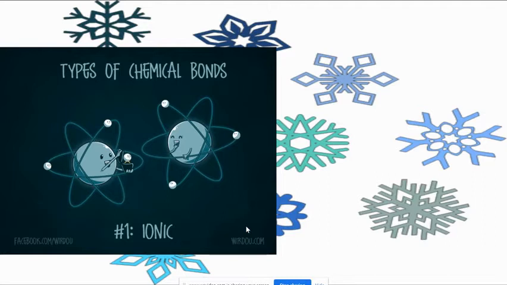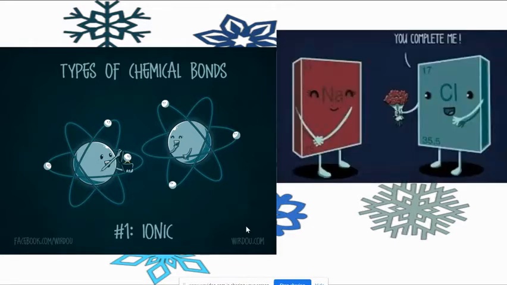Ionic involves a metal with a nonmetal. So we're going to practice naming the metal first and then the nonmetal second. But we're going to separate them so that we can be confident in that, as we said before. When you have an ionic bond, of course, that metal and nonmetal combine together and, in essence, complete me.